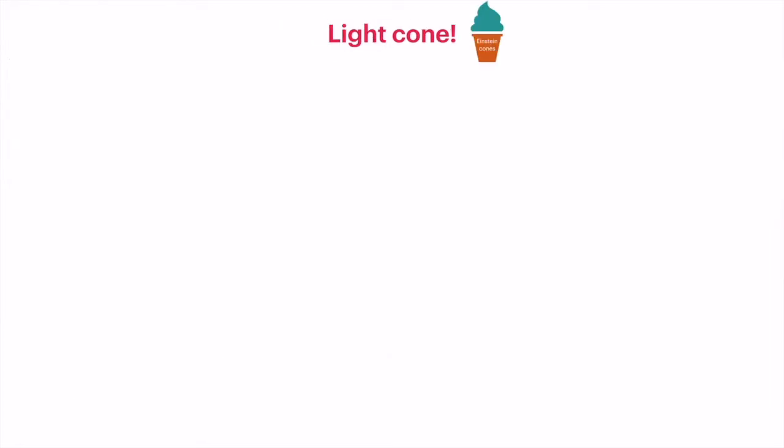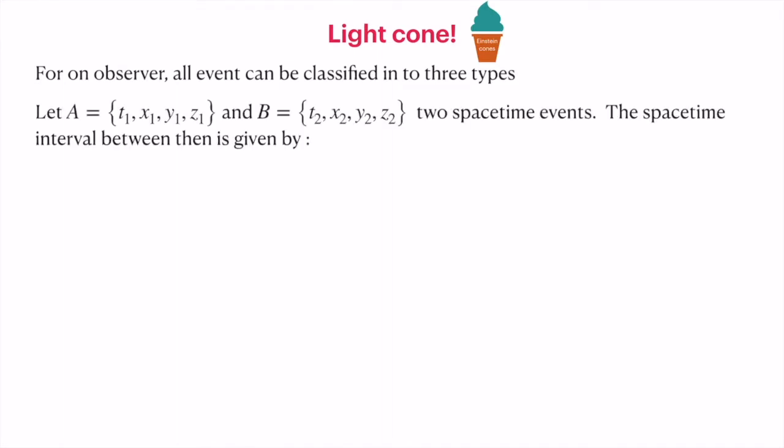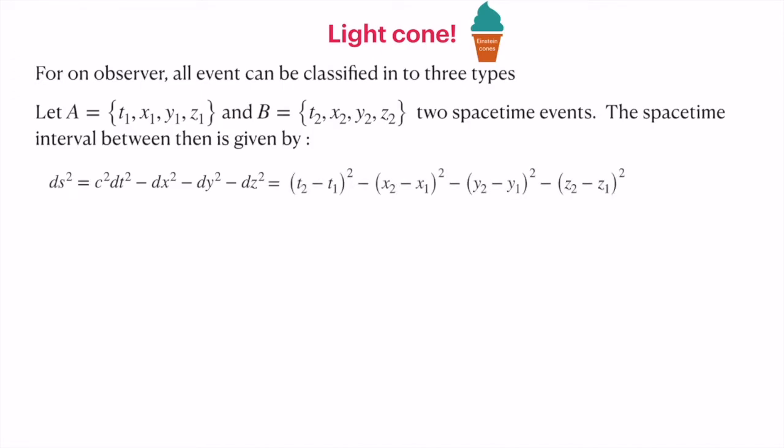This brings us to another important concept, the light cone, and a light cone is always referred to with respect to an observer. All the 3 events are separated, and the null event acts like a boundary between the space-like and the time-like event and forms a cone, and that is what we call a light cone. Let the event A be t1, x1, y1, z1, and B be t2, x2, y2, z2, the 2 separate events in the space-time. Then the ds square separation is given by ds square is c square dt square minus dx square minus dy square minus dz square. So that is the separation between the 2 events.